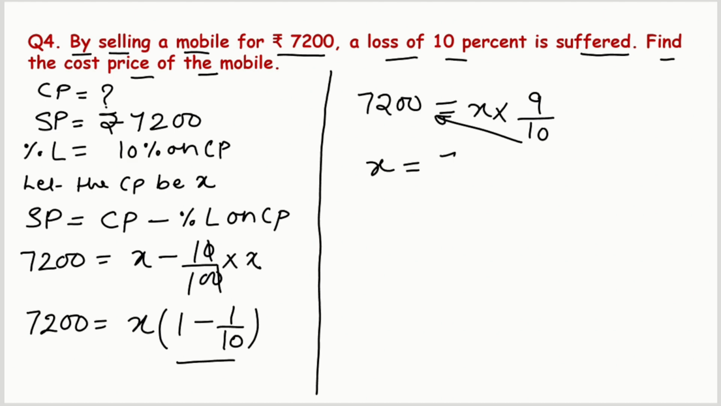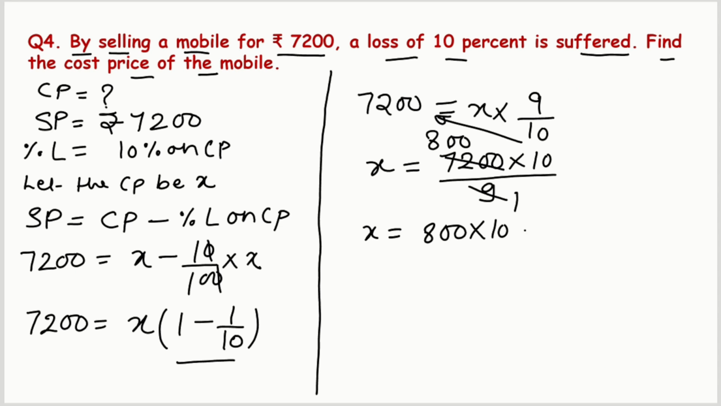So X will be 7200 times 10 over 9. 9 times 1 is 9. 9 times 8 is 72 followed by 2 0. So X equals 800 times 10, which is 8000. So the cost price is rupees 8000.